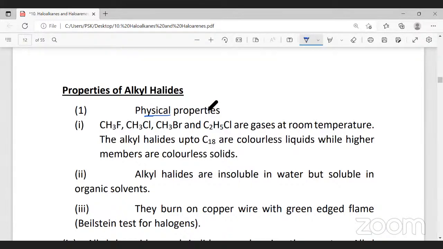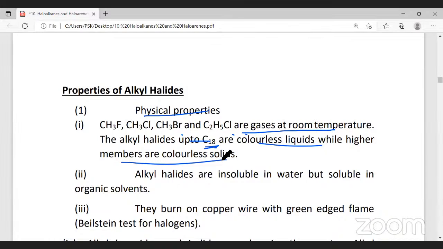Methyl fluoride, methyl chloride, methyl bromide, and ethyl chloride are gases at room temperature. The alkyl halides up to C18 are colorless liquids, while higher members are colorless solids. All the other alkyl halides up to carbon 18 are colorless liquids, while higher members are colorless solids. It's a physical property. Nobody will ask you any question based on this.